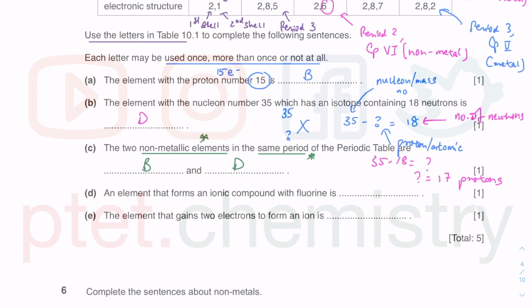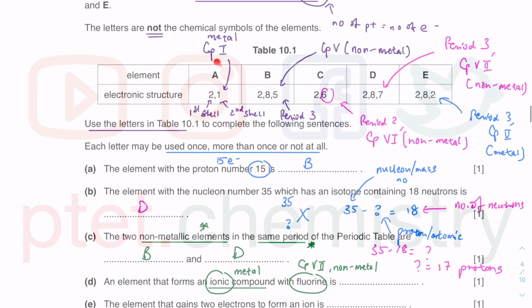The next one, an element that forms an ionic compound with fluorine. Fluorine is a group 7 non-metal, so you're looking for a partner. For ionic, your partner will be metal and non-metal. So since we have a non-metal, we're looking for a metal. Could be this group 1 metal. It could also be this group 2 metal. So A or E could be the answer here.